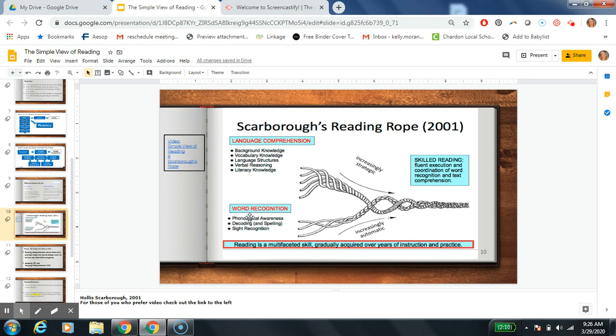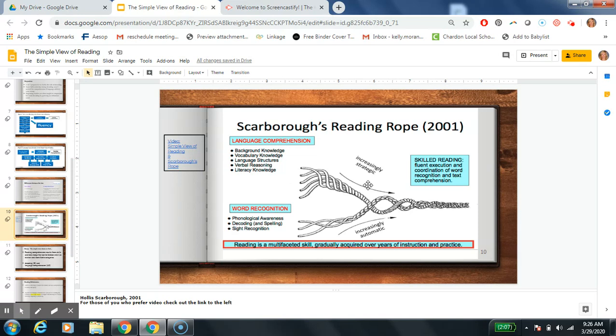equation, we often see word recognition first. I just want to point out that that one's down here at the bottom. And again, that includes phonological awareness, decoding, spelling, sight recognition. And as we talked about earlier, those things blend together or weave or braid together, helping students become increasingly automatic or fluent readers. The language comprehension piece is up here, and that again includes things like background knowledge, vocabulary knowledge, language structures, verbal reasoning, literacy knowledge.